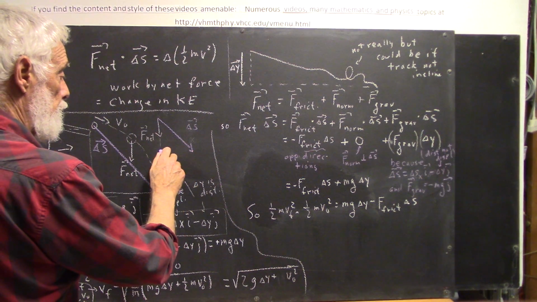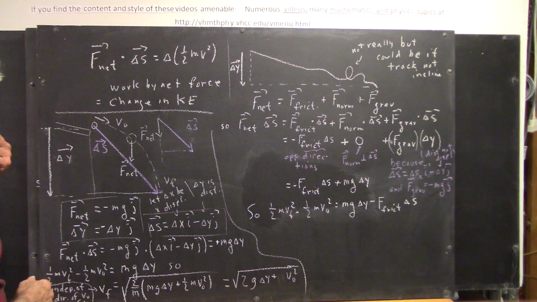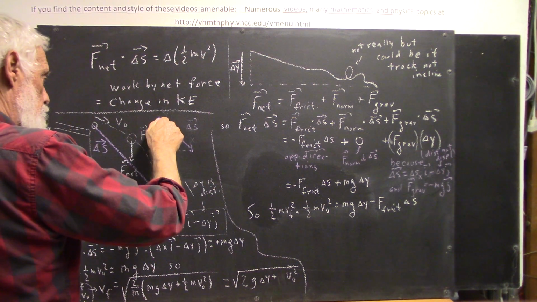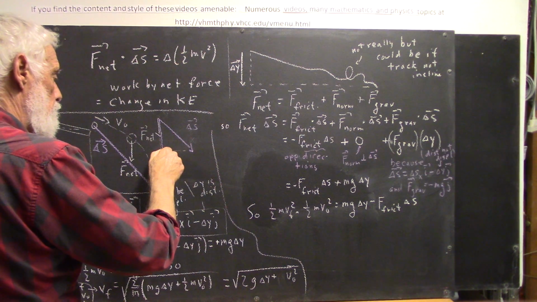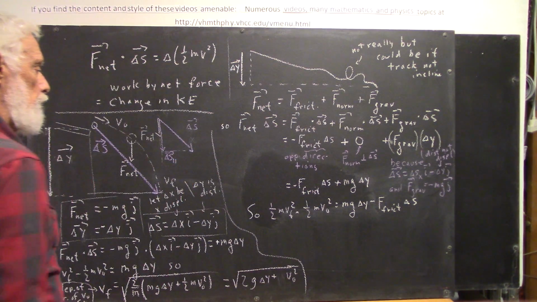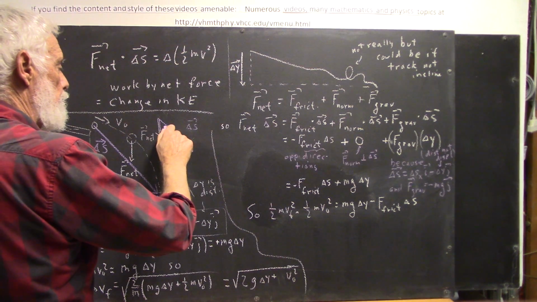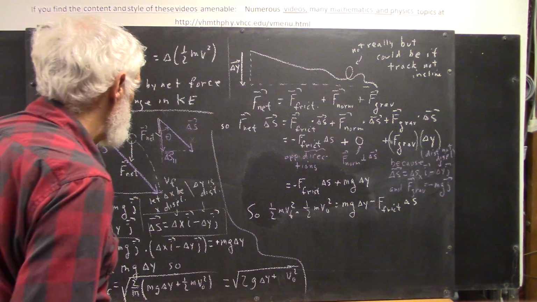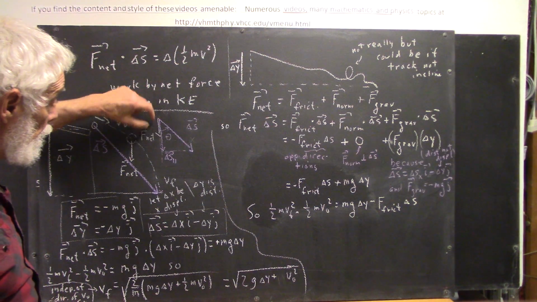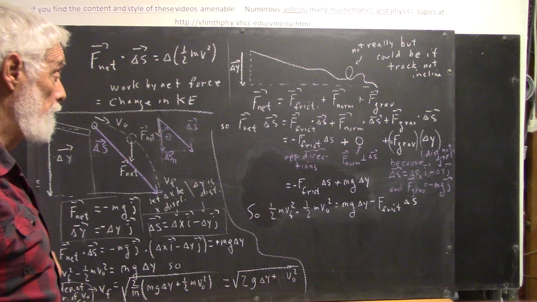We take our delta S here and we project it onto the direction of F net, giving us a projection vector that I'll call delta S parallel. Now there's some angle here. This is our angle theta. So that in the first place the dot product is equal to the magnitude of this vector times the magnitude of this vector times the cosine of this angle.